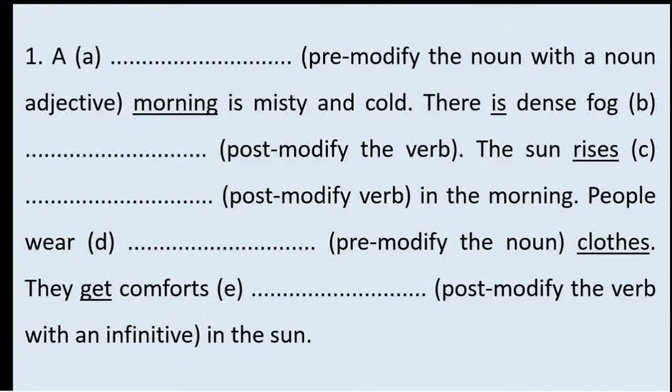People wear warm clothes. They get comforts. Post modify the verb with an infinitive in the sun. They get comforts in the sun. And here you will have to use an infinitive. Again, you will have to choose the correct infinitive according to the topic or the content. And we can write to be in the sun or to bask in the sun. People get comforts to bask in the sun or to be in the sun.